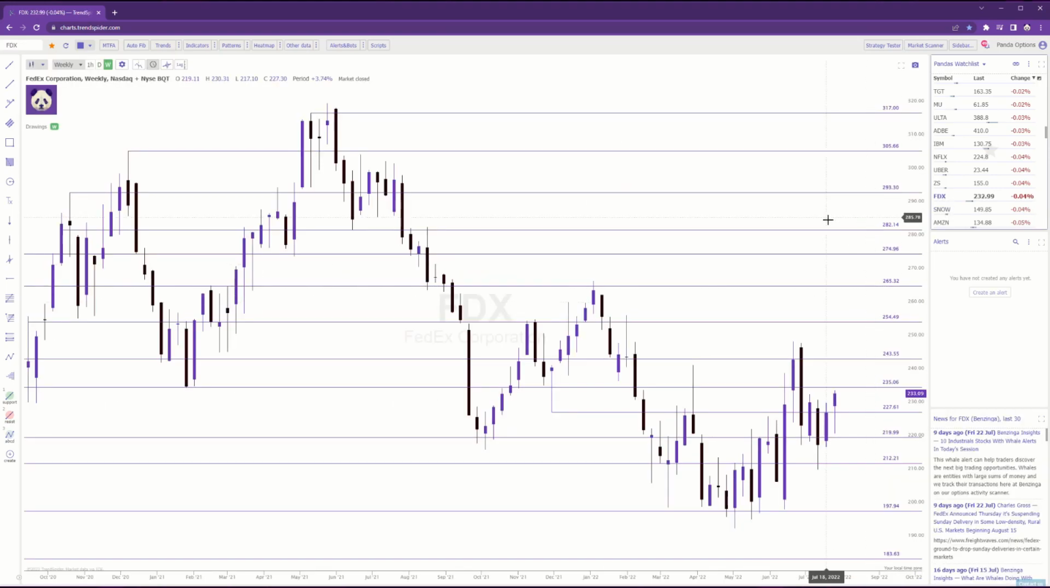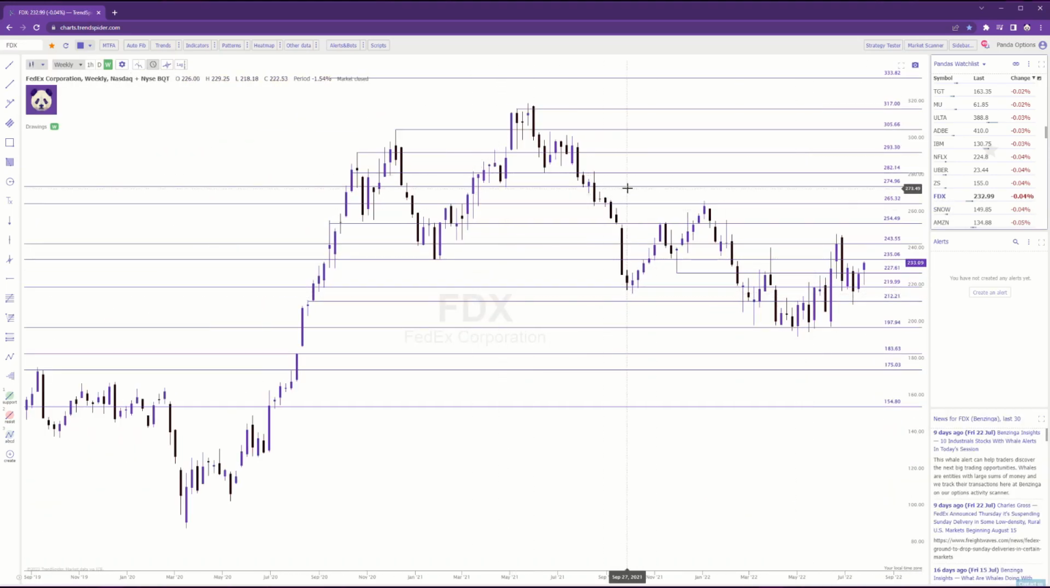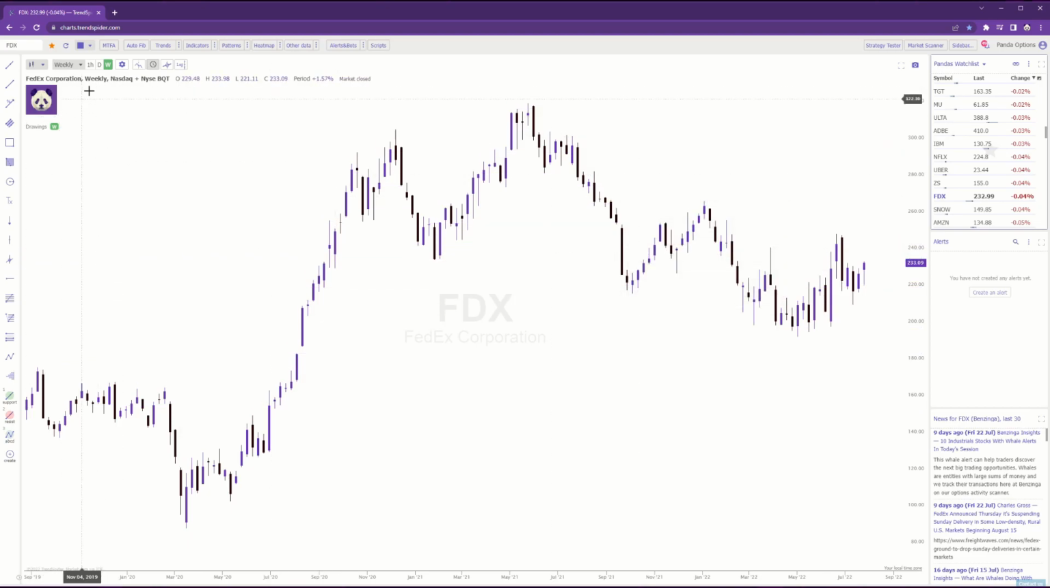Yeah. So like FDX, lots of levels, but if we remove them all, go to weekly, what are the big ones? Okay, you have obvious support here.